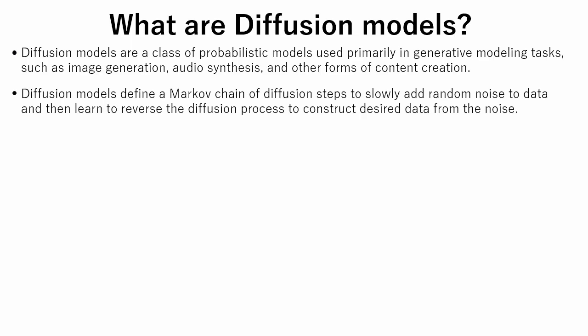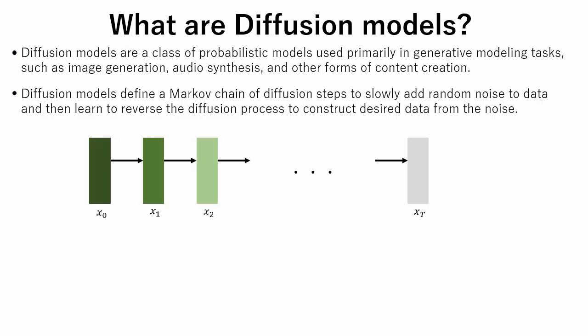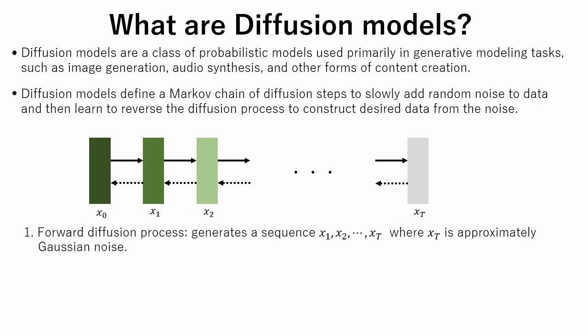Diffusion models define a Markov chain of diffusion steps to slowly add random noise to data and then learn to reverse the diffusion process to construct desired data from the noise. Let's see more closely how the model works. The process of adding noise is called forward diffusion process. It generates a sequence where xt is approximately Gaussian noise.